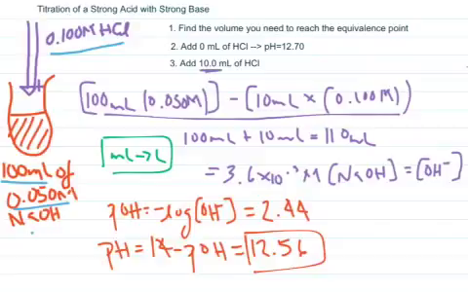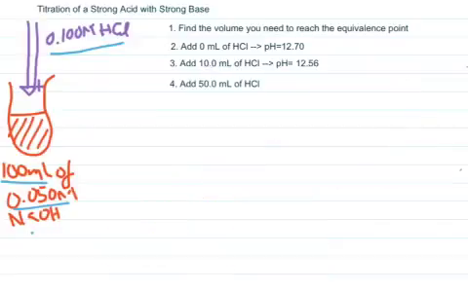So let's move on. So now what happens if we add 50 milliliters of HCl? Well, we know at 50 milliliters of HCl, we are actually at our equivalence point. So when we're at our equivalence point for a strong acid and a strong base, we know that our pH is equal to 7. So we don't even need to do a calculation. We only need to know that the pH is equal to 7.